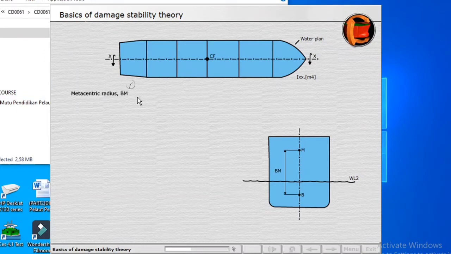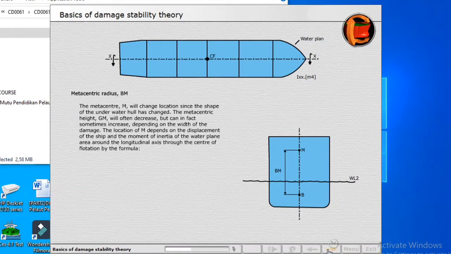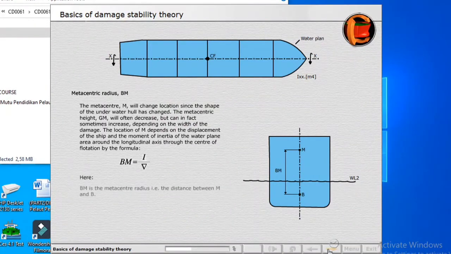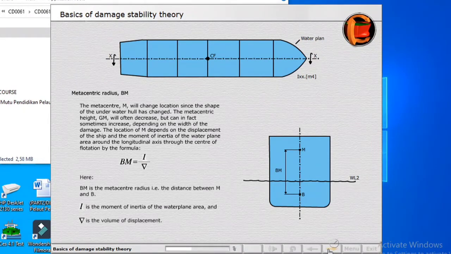Metacentric radius BM. The metacenter M will change location since the shape of the underwater hull has changed. The metacentric height GM will often decrease, but can in fact sometimes increase, depending on the width of the damage. The location of M depends on the displacement of the ship and the moment of inertia of the water plane area around the longitudinal axis through the center of flotation, by the formula. Here, BM is the metacenter radius, that is, the distance between M and B. This symbol is the moment of inertia of the water plane area, and this symbol is the volume of displacement.